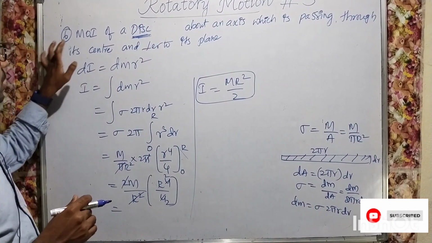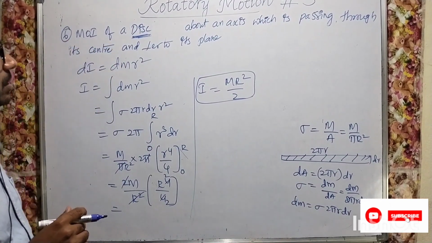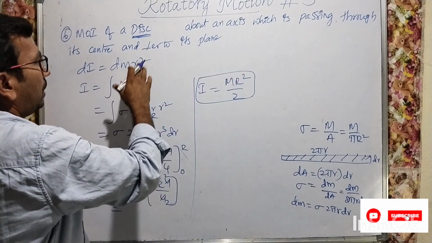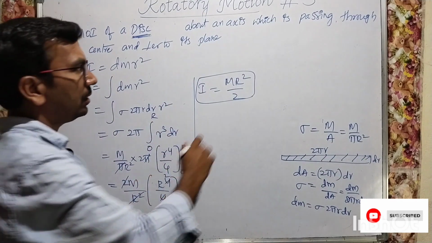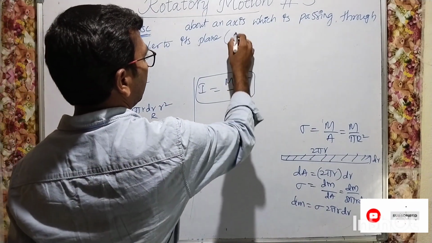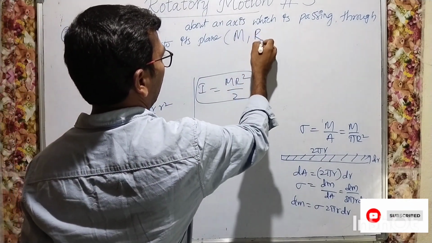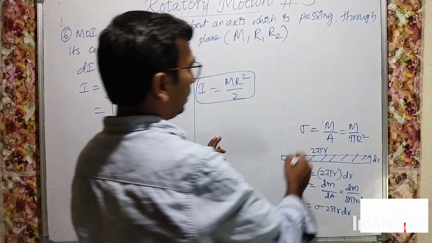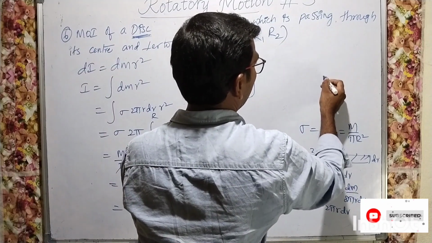Sixth one: the moment of inertia of a disk about an axis which is passing through its center and perpendicular to its plane. Here the mass of the disk is M, and the radii are r1 and r2. So here two radii are considered. So this is a disk.